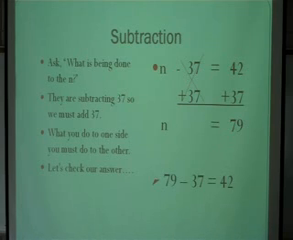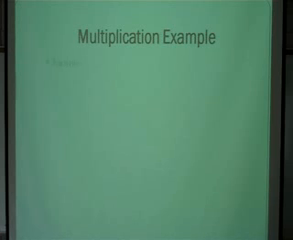Is 79 minus 37 42? Yes, it is. We are correct. Now let's do multiplication. You write 6s equals 180. Notice when it's side by side, that means multiply.